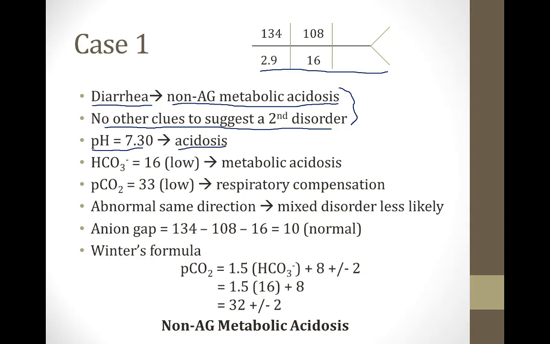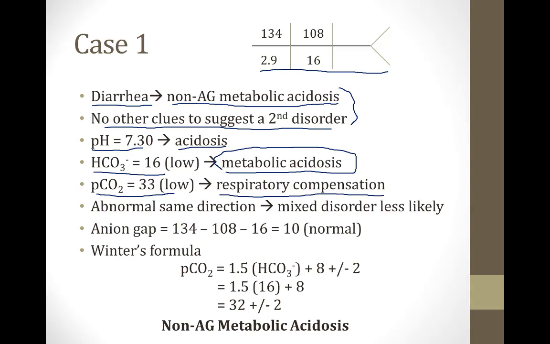So once we know we have an acidosis, we look at the bicarb and the CO2 to determine which type of acidosis it is. We have a bicarb of 16, which is low. Recall that 24 is a normal bicarb, so that means we have a metabolic acidosis. Anytime you have a low bicarb, you have a metabolic acidosis. We then look at the PCO2 and see that that's also low, and that means we have respiratory compensation.